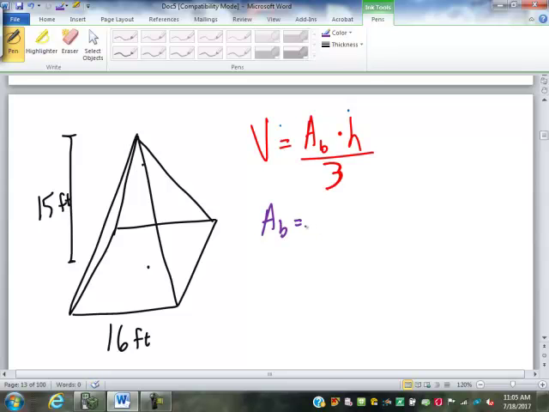How do I find the area of my base here? It is, exactly. Oops, sorry, I didn't mean to cut you off there. It's 16 by 16. Or 200 and... Wow, I'm dyslexic today. 256 square feet.